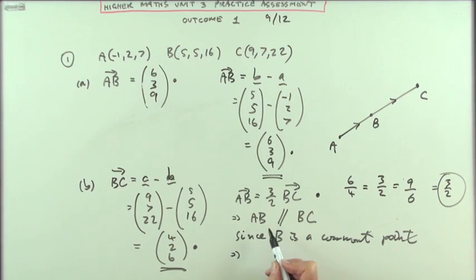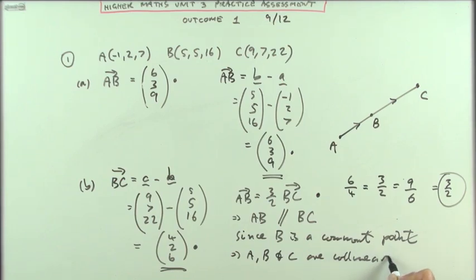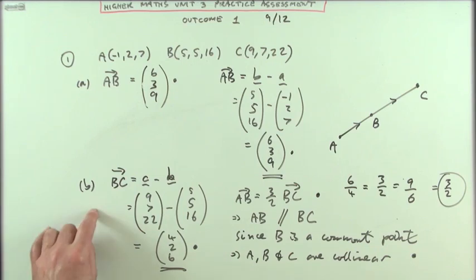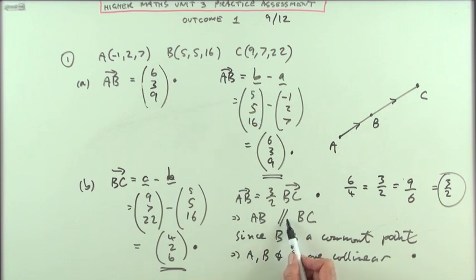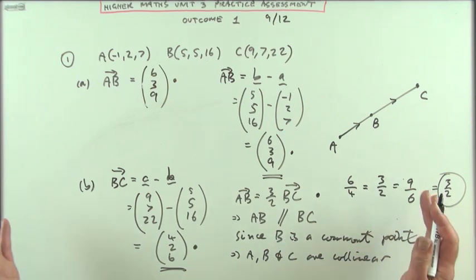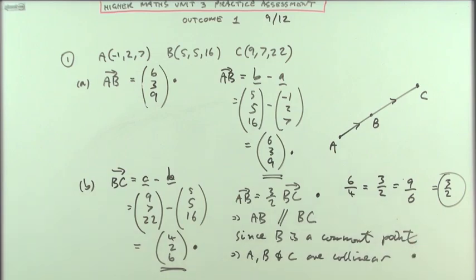Now I can say, if the lines are parallel and they're joined at B, that means that A, B and C are collinear. And you'll only get this last mark, this third mark from part B, if you make both of these statements. One, that they're parallel, or you could just say go in the same direction. Probably better to say parallel. They're parallel because they're multiples of each other. And since they're joined at B, that means they're collinear. So those are the 4 marks you get for question 1.